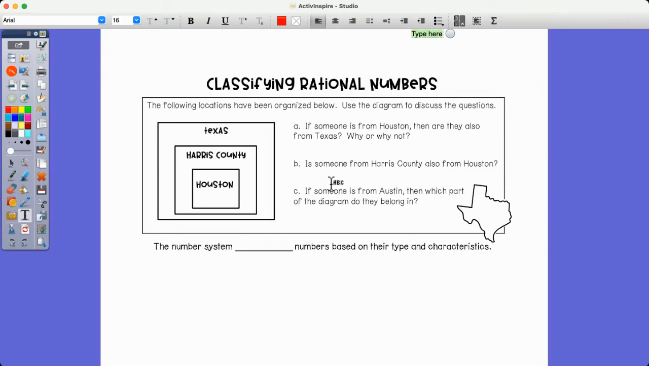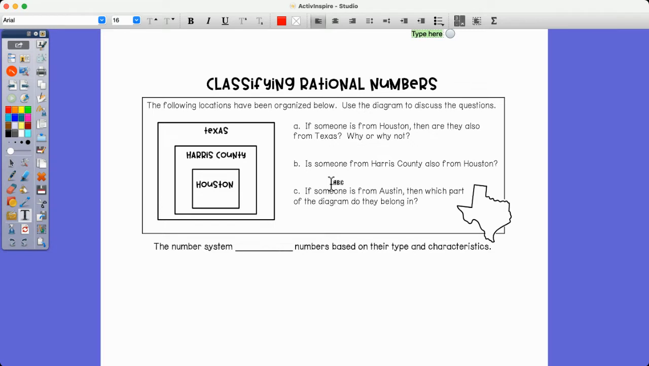And this is how we're going to be taking our notes for the entire year. Your homework assignments will include a video and guided notes, and you will be expected to watch the video and fill out your guided notes so that when you come to class, you're all ready to practice what you've learned. So here we go. This is our first lesson, classifying rational numbers. Let's look at it together.